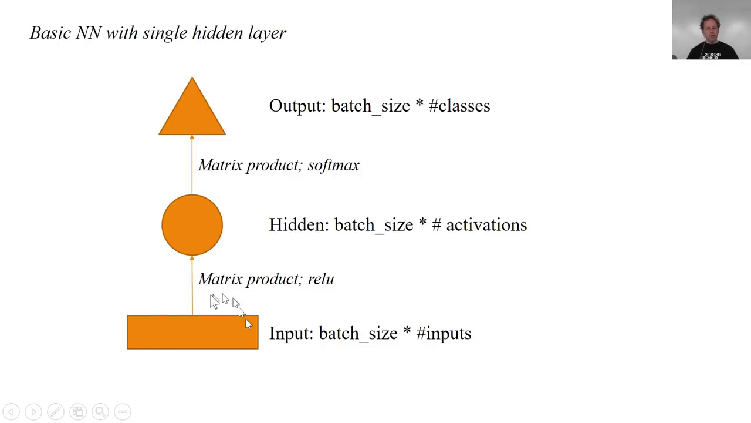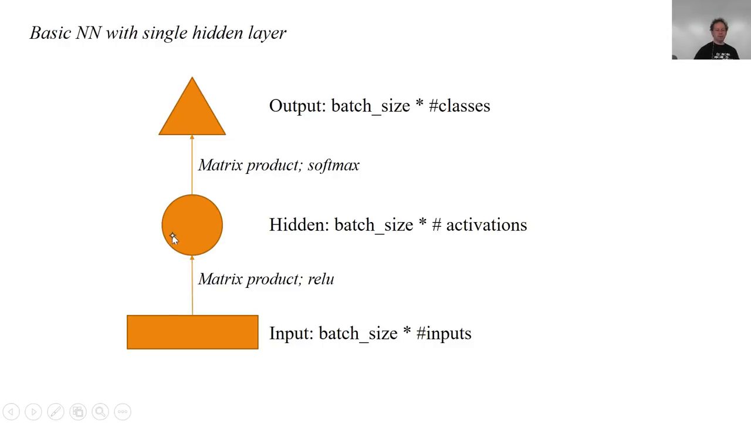So here, my rectangle is an input with number of rows equal to batch size and number of columns equal to the number of inputs, the number of variables. My first arrow, my first operation, is going to represent a matrix product followed by a ReLU. And that's going to generate a set of activations. Remember, an activation is a number. A number that's being calculated by a ReLU or a matrix product or whatever. So this circle here represents a matrix of activations.